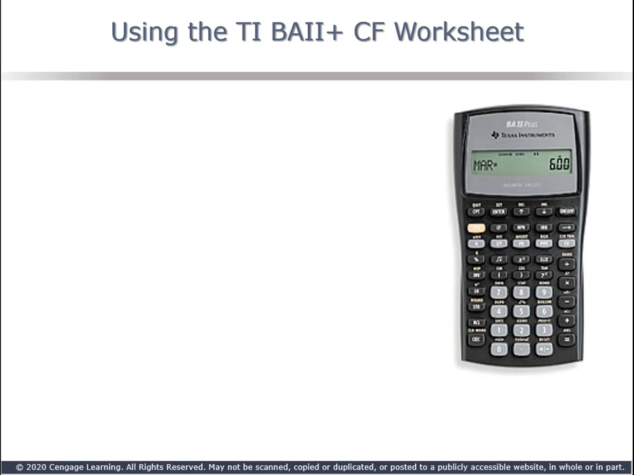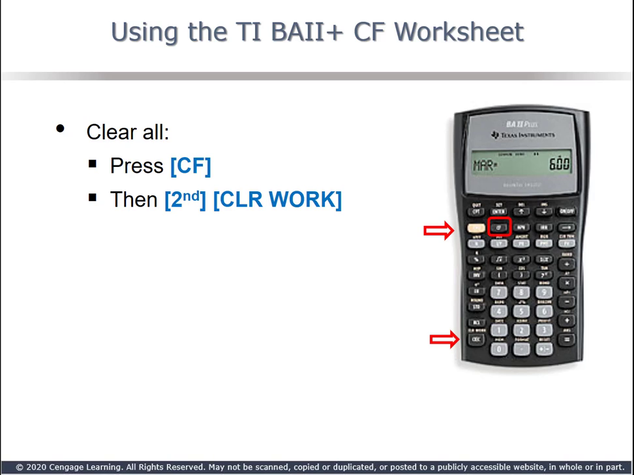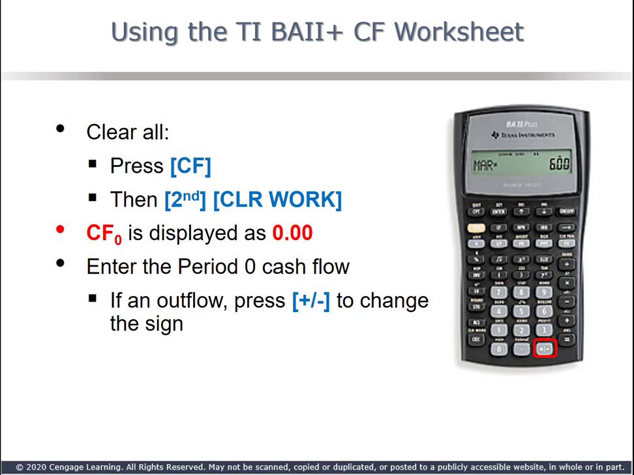Fortunately, the TI Business Analyst 2+ has a built-in worksheet to handle cash flow streams. To access it, press CF. Since the cash flow worksheet has a variable number of entries, it's very important that it be cleared before starting a new computation. To clear the cash flow worksheet, press CF, press second, clear work. The display will show CF0 followed by zeros. Remember that for a value to be entered in a worksheet register, it must be keyed in and you must press enter.